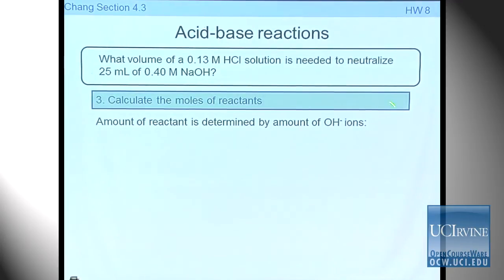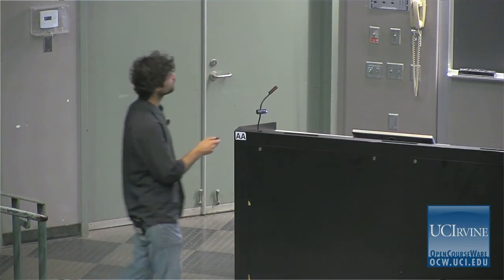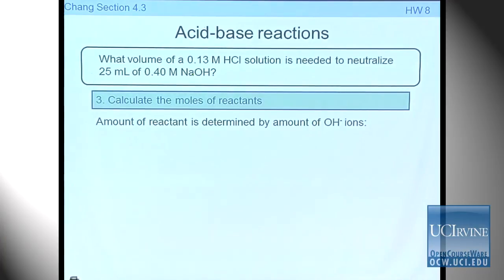I'd like to know the number of moles of OH minus that I have, the number of moles of OH minus that I need to neutralize. So how do I do that? Well, I have a volume and I have a molarity. So I take the volume, and V times M equals the number of moles.